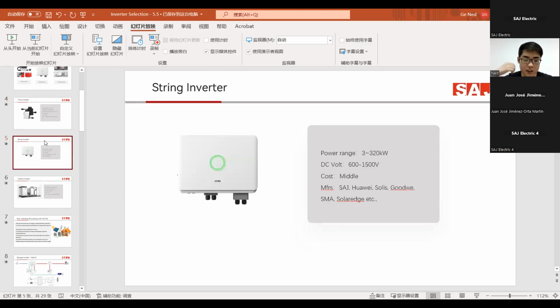And then the string inverter. The power range is very large, from 3 kilowatt to 320 kilowatt. The DC voltage ranges from 600 V to 1.5 kV. For single phase inverters, the maximum DC input voltage is about 600 V. For three-phase inverters, normally it's about 1.1 kV. And for utility project inverters, it's about 1.5 kV.